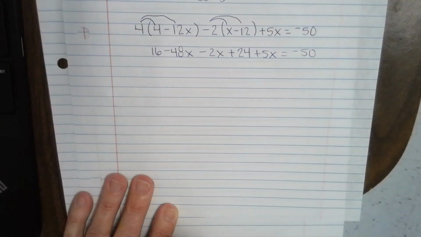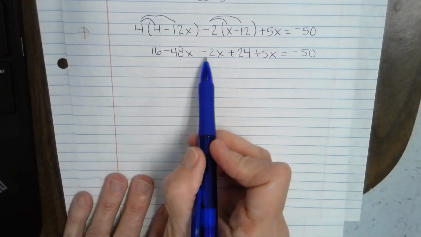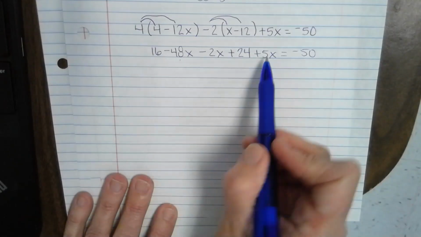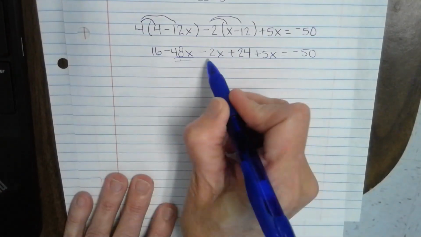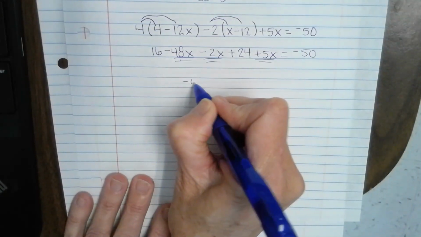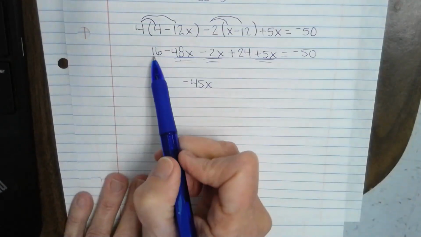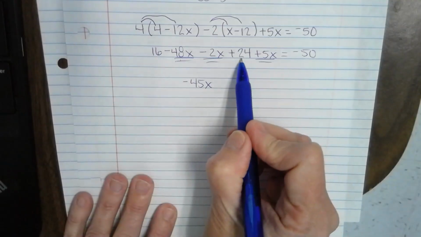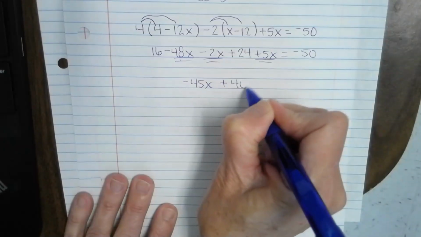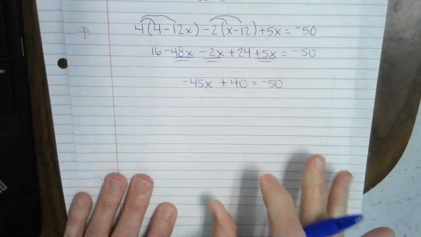Now I need to combine like terms over here. So I've got a negative 48x and a negative 2x. That gives me negative 50x. Then plus 5x. See, I'm putting all 3 of these together. So that's going to give me a negative 45x. Now I'm going to combine the 16 and the 24, and that gives me positive 40. Bring down the equal sign, bring down the negative 50.